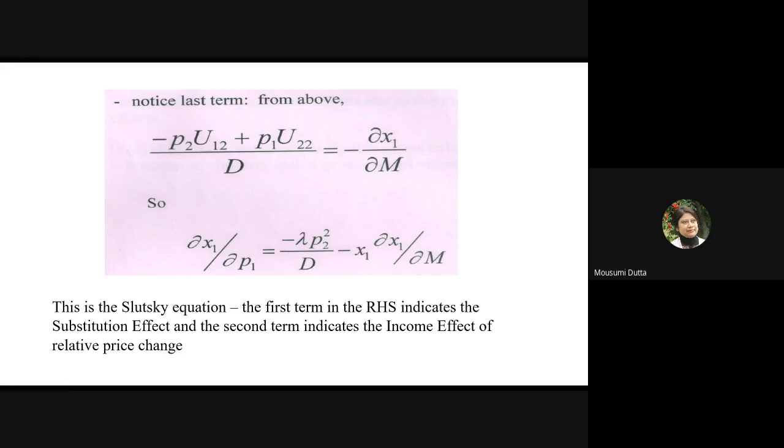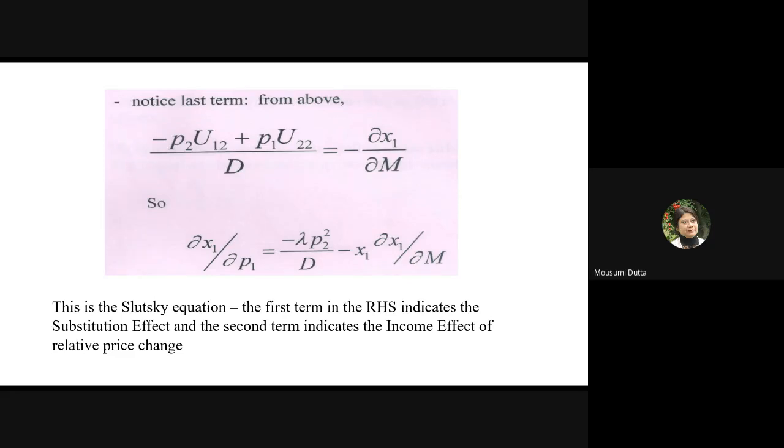Lambda, P2 squared, D all are positive, so the first component is negative, and the second will depend on the sign of del x1 by del m. If it is a normal good, the sign will be positive. If there is no income effect, it is 0, and if the commodity is an inferior commodity, in that case it will be negative.